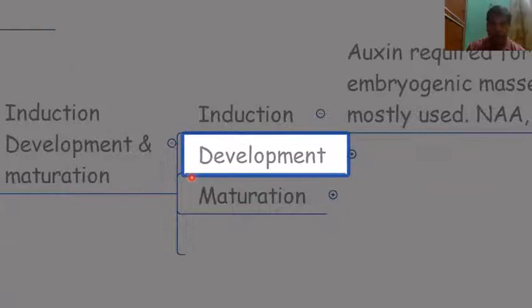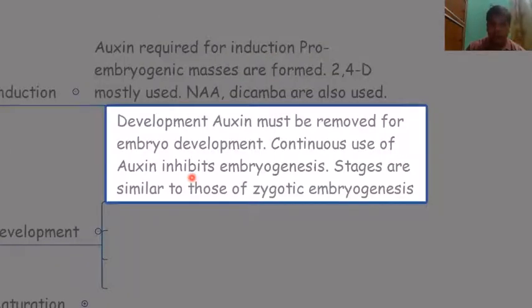Now after induction comes the development. Development means that after the induction of an embryogenic response, it has to develop further to complete the embryogenesis and to gain the typical structure of an embryo. For this development, there is no requirement of auxin. Remember that for induction we require auxin, but for further development we don't require any auxin, and it has to be removed from the medium, because continuous auxin will inhibit the embryogenesis. And all the stages that the embryo gains here are mostly equivalent to zygotic embryogenesis.